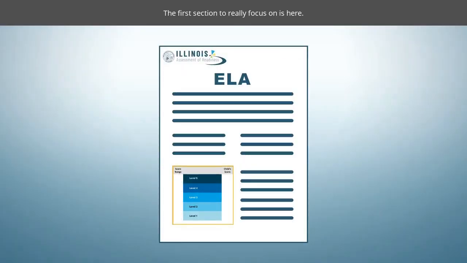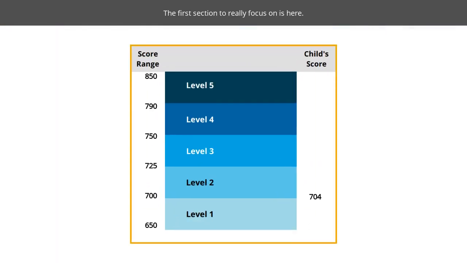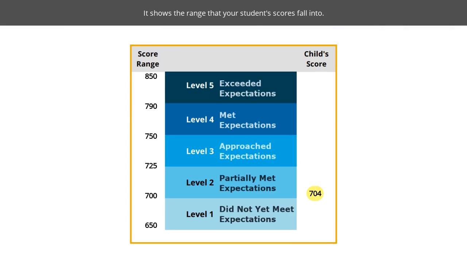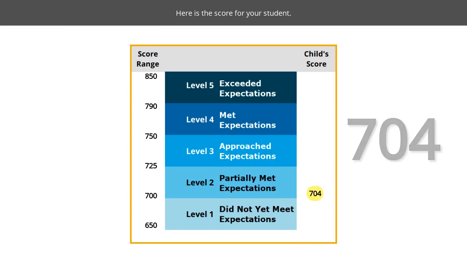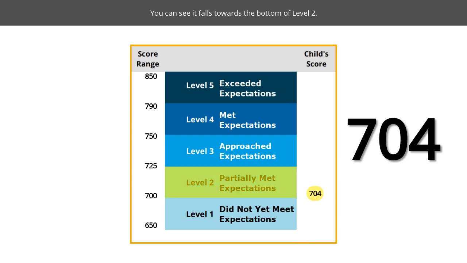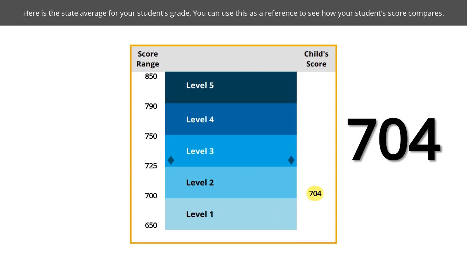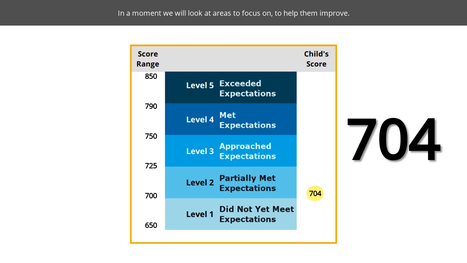The first section to really focus on is here. It shows the range that your students' scores fall into. Here is the score for your student. You can see it falls towards the bottom of Level 2. This means they partially met their grade level expectations. Here is the state average for your student's grade. You can use this as a reference to see how your student's score compares. Your student scored below the state average. In a moment, we will look at areas to focus on to help them improve.